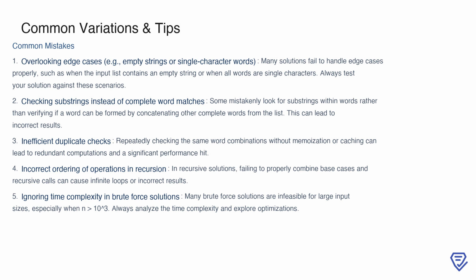Inefficiencies can also arise from duplicate checks. Without memoization or caching, your solution might repeatedly compute the same word combinations, leading to unnecessary performance hits. Additionally, recursive solutions need careful attention. Incorrectly ordering the base cases and recursive calls can result in infinite loops or flawed outputs. Finally, brute force solutions, while tempting, often ignore time complexity. For large input sizes, such as when the word list exceeds 1,000 elements, analyzing and optimizing for performance becomes essential.